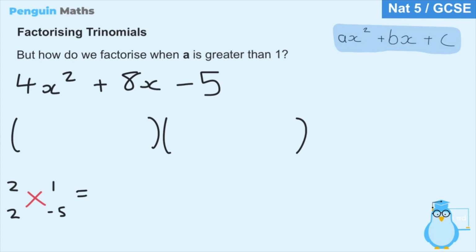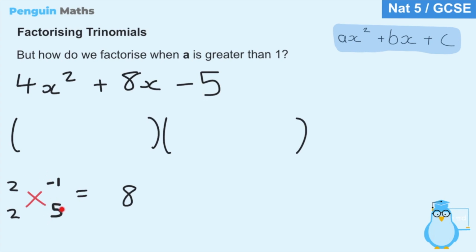So if we do that, we know 2 times minus 5 is minus 10, 2 times 1 is 2, and minus 10 plus 2 is minus 8. That's not the answer we're looking for, but the number is the same, only this is a negative version. And all that means is we have to swap the signs for the minus 1 and 5.